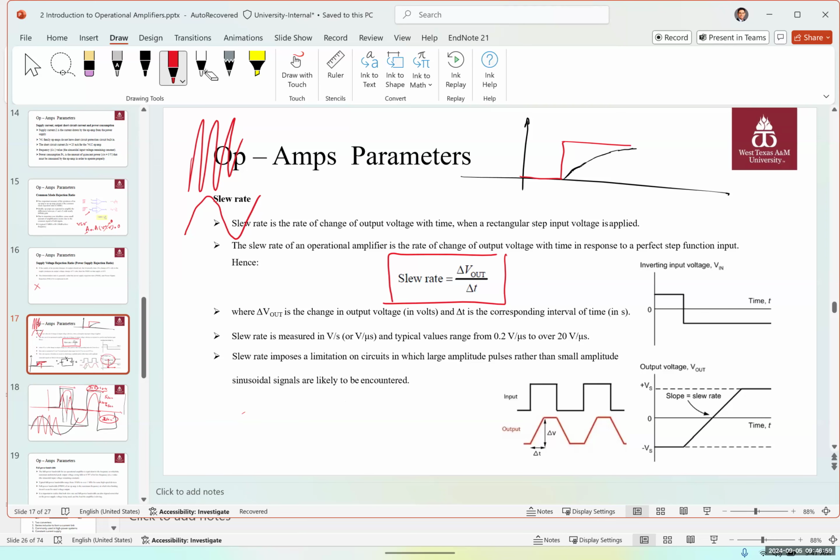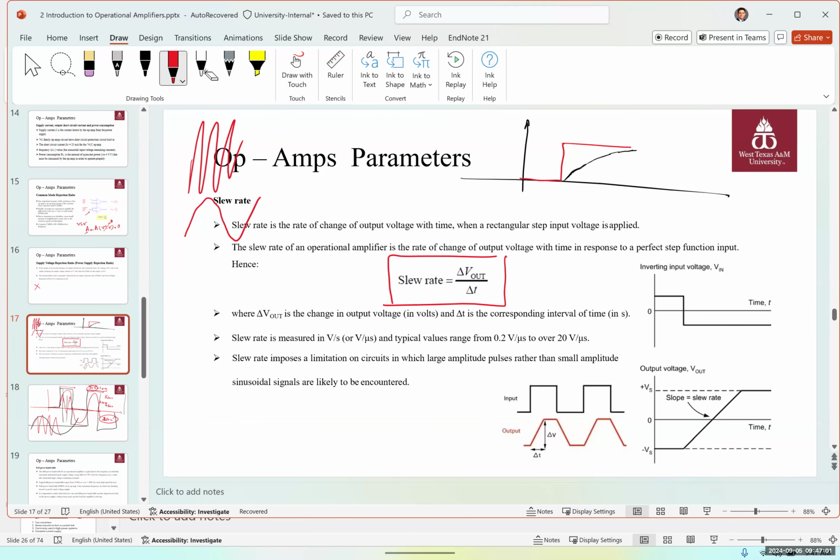Now, if this op amp had a perfect and instant response, if the input looks like the black one over here, the output should look pretty close to it, okay? If I had an almost perfect response.